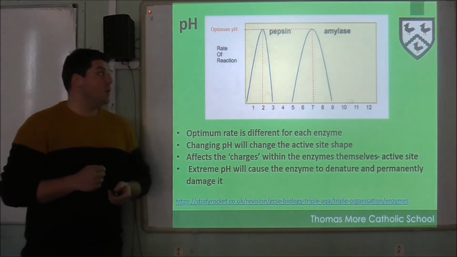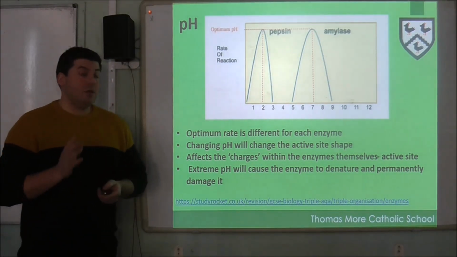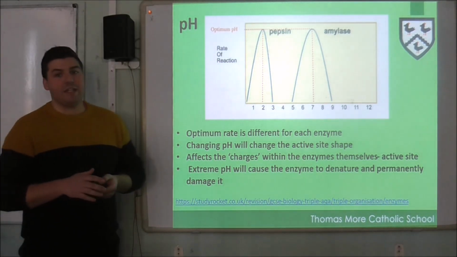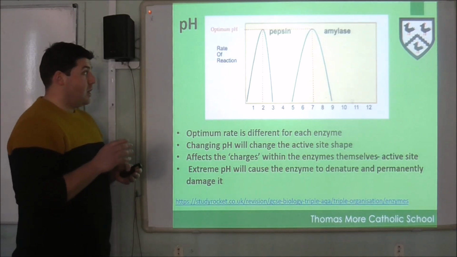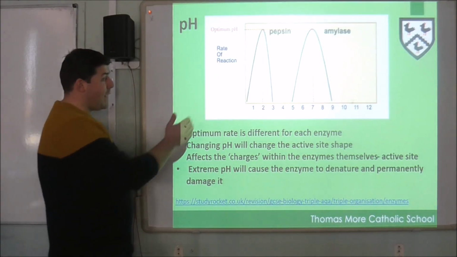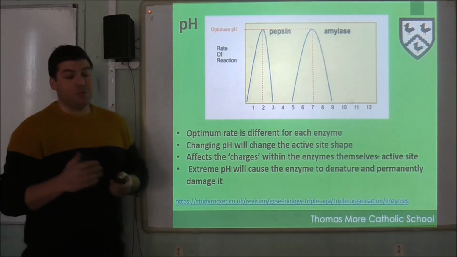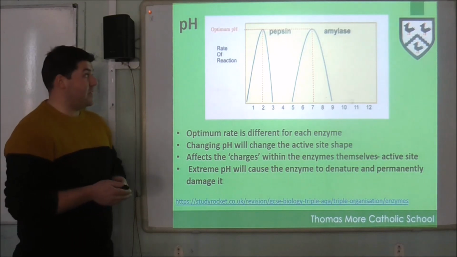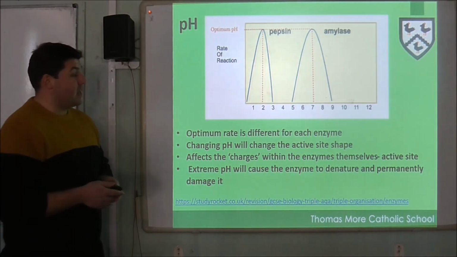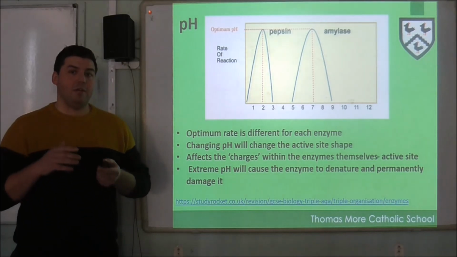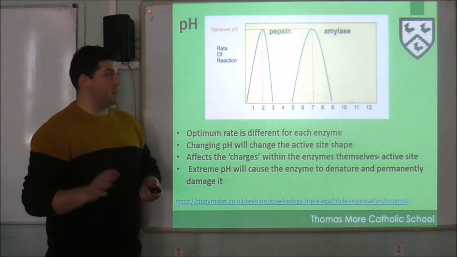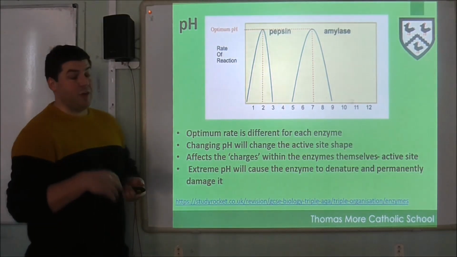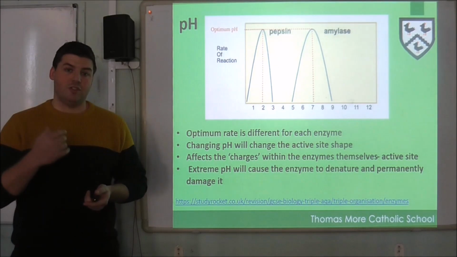So, pH. pH also affects the rate of reaction. Now, each enzyme is unique and works within a specific pH range. Pepsin is found in our stomach, so obviously it's working in quite acidic conditions. The optimum pH for pepsin here being pH 2, obviously not temperature, sorry, my apologies. Amylase, on the other hand, works best at a pH of 7, which is found in your mouth. It helps start to break down sugars that you eat.